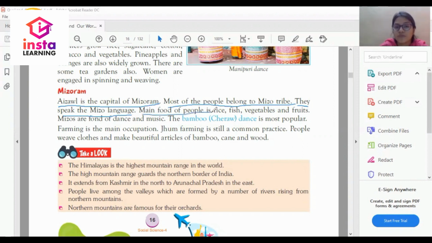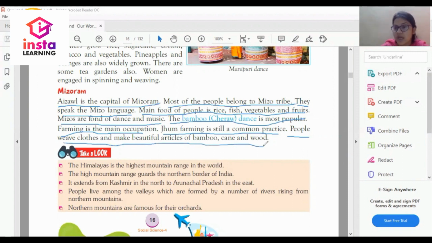The main food of the people is rice, fish, vegetables and fruits. The Mizo are fond of dance and music. The bamboo dance is most popular. Farming is the main occupation. Home farming is still a common practice in Mizoram. People weave cloth and make beautiful articles of bamboo, cane and wood in Mizoram.